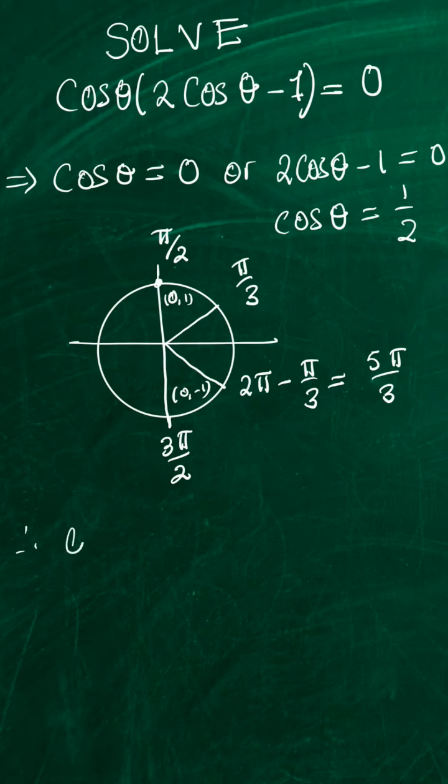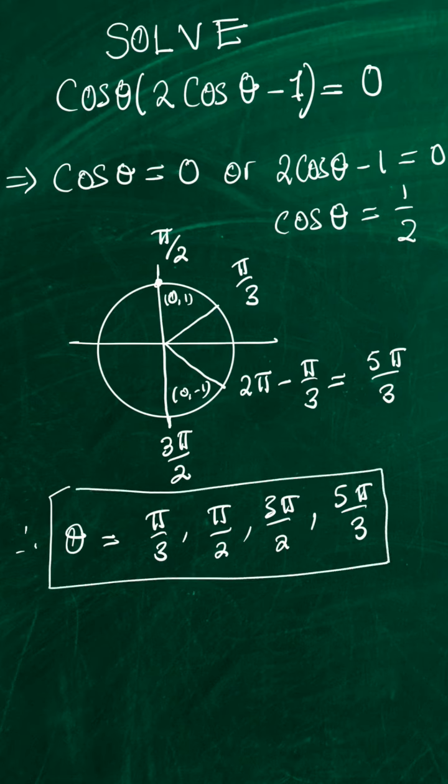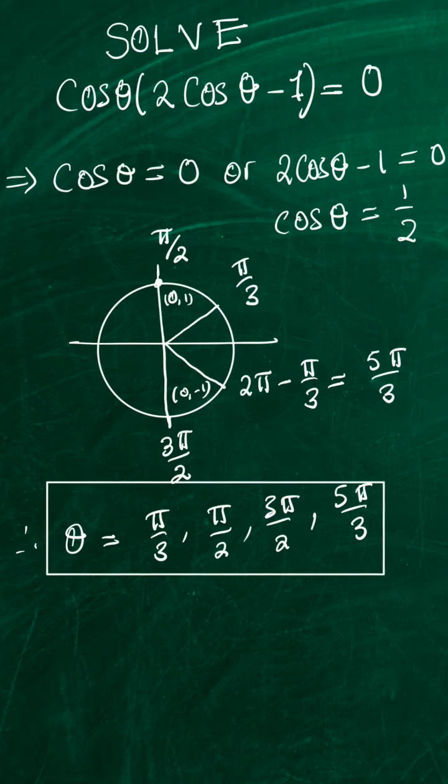All right. So if you are solving this equation for theta between 0 and 2 pi, you know that your theta should be pi over 3, pi over 2, 3 pi over 2, and 5 pi over 3. In a nutshell, given any trigonometric equation, the first thing is to factorize. When you factorize, you use your basic algebra to solve for cosine theta. Then use the unit circle so that you don't lose any solution.